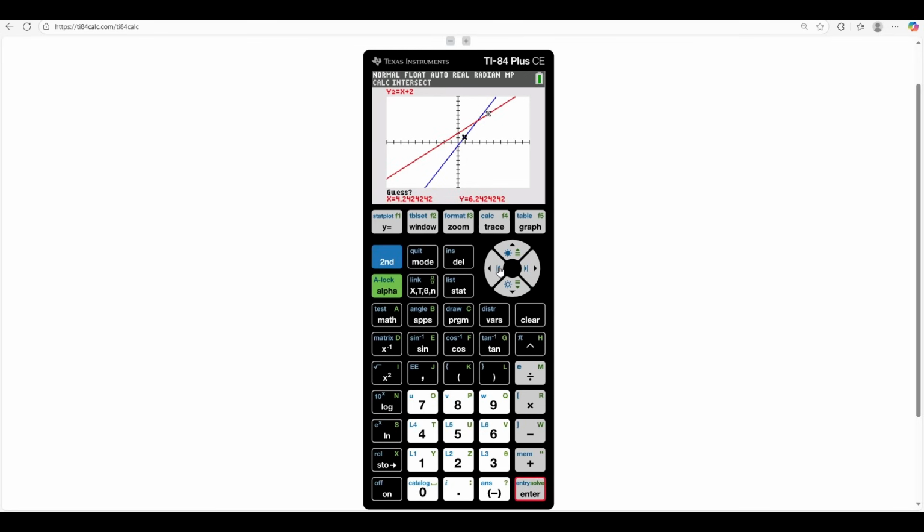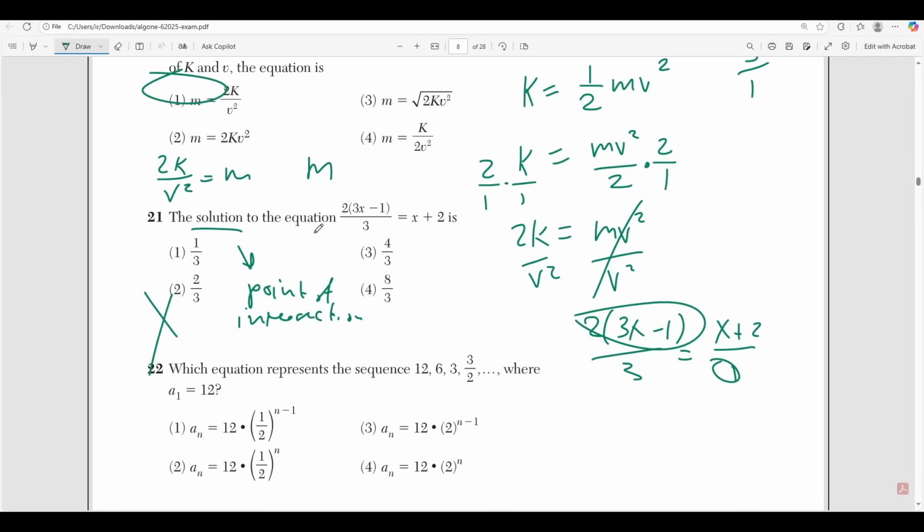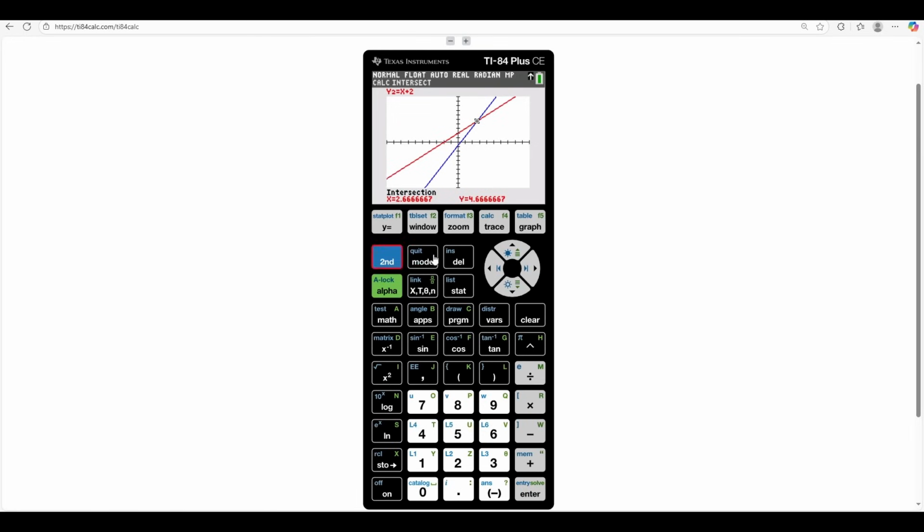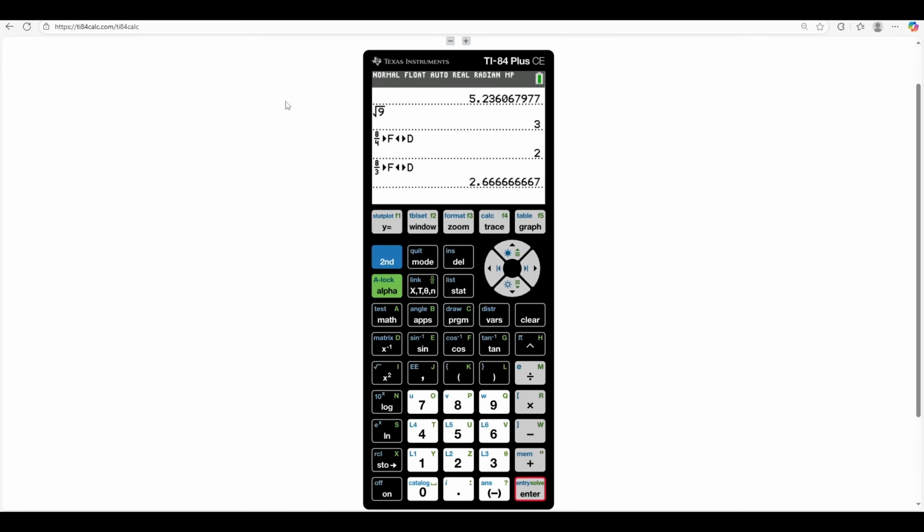And then when it asks you to guess, you need to place your cursor above the intersection itself, okay? And it tells us that the intersection is at 2.666666 repeating 7, okay? So which one of these is equal to 2.66 repeating? And that's going to be choice 4, okay? If you just look at what 8 divided by 3 is, and you convert that fraction to a decimal, you see that it's equal to 2.6667, which was my answer.